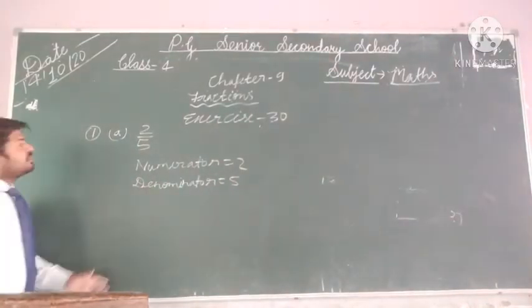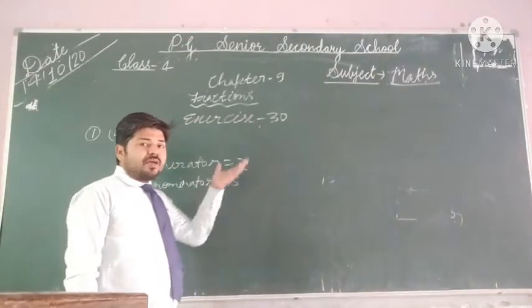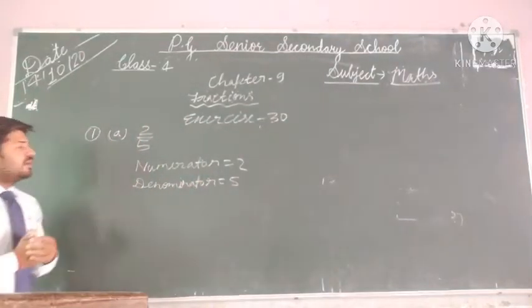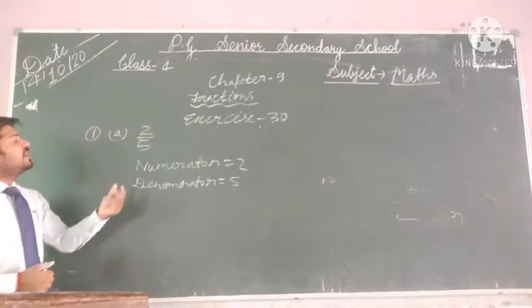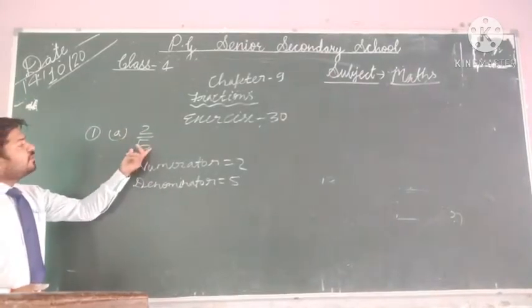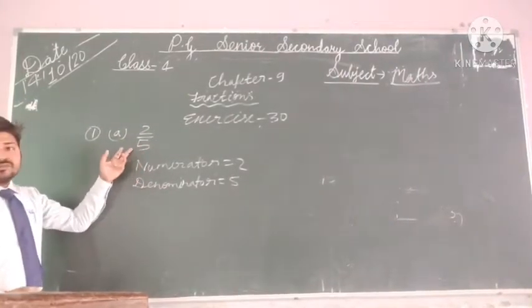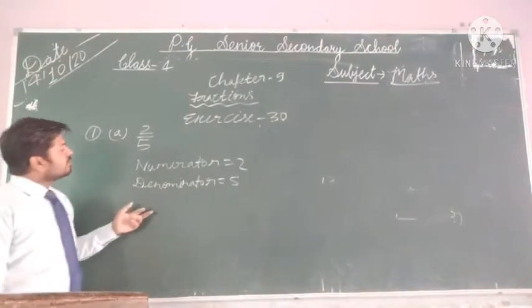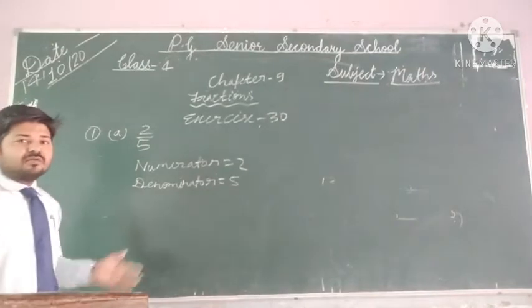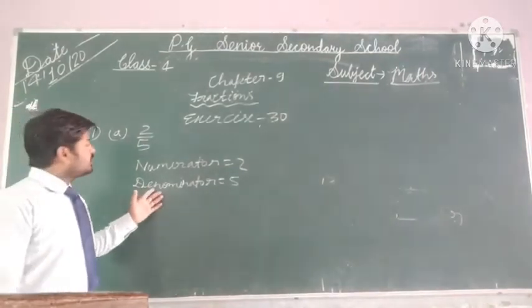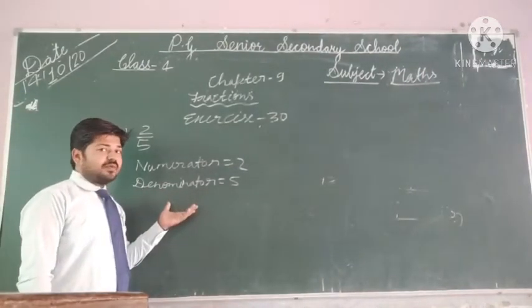So in the first question of exercise 30, you have to tell the numerator and denominator. The number written above the division line is called numerator and below the division line is called denominator. So numerator equal to 2 and denominator equal to 5. Like this you have to solve question number 1. This exercise you have to solve in your spare copy. Okay.